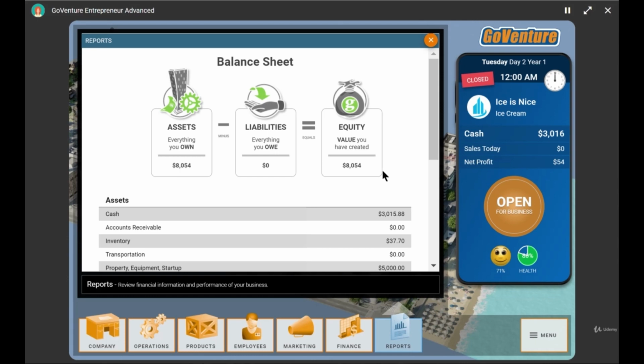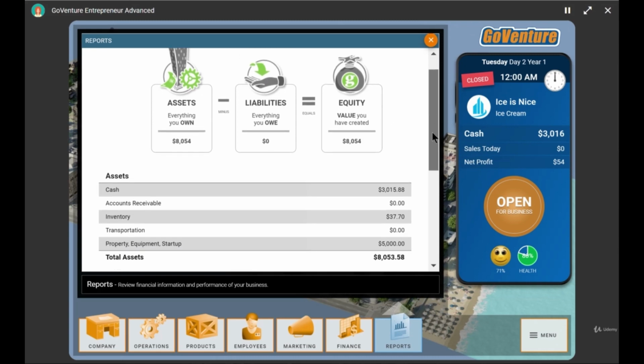If it doesn't balance, it's actually an indication that there's a financial transaction posted incorrectly in our accounting, and we have to correct that. So numbers on the left-hand side here should equal the number on the right-hand side here. So let's take a closer look at what those numbers are.